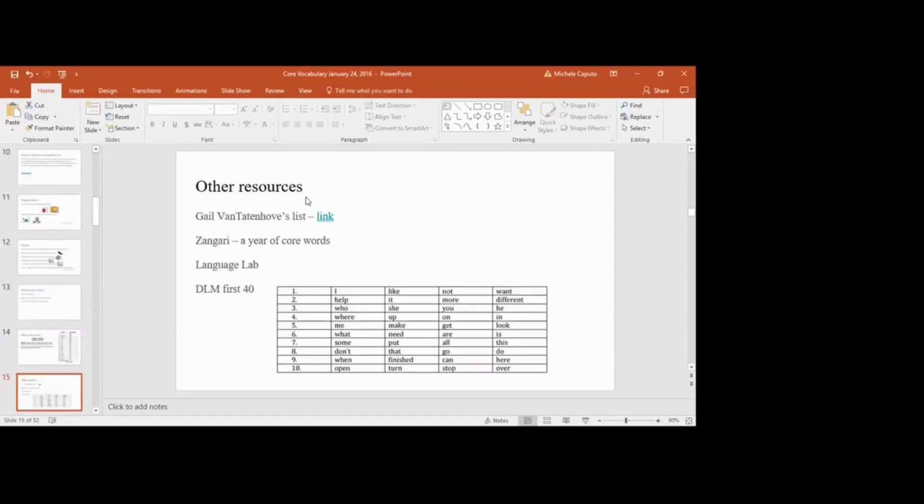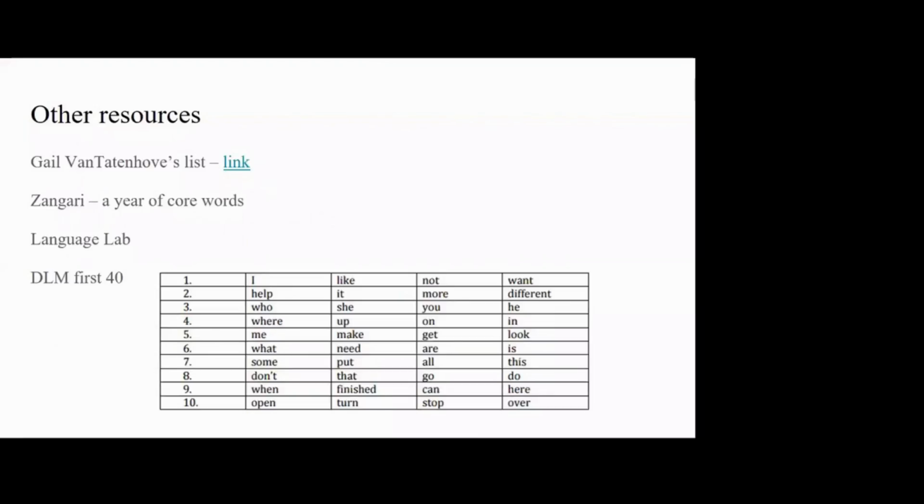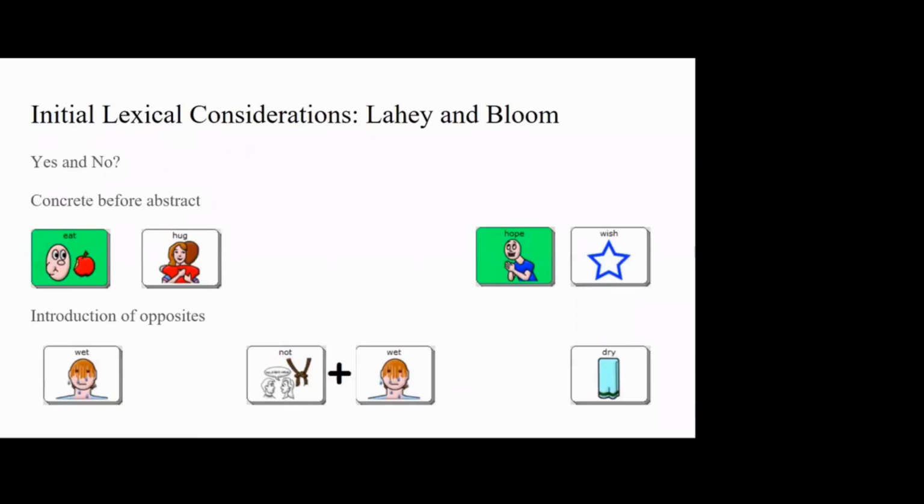And then Carol Zangari on her blog post has a year of core words. What she does is she has it broken down into calendars so that you can teach a certain number of words per month. So there are lots of different ways to think about organizing this in the classroom so that you can be systematic in approaching teaching core. The Language Lab from PRC is another resource that has a list of core words that can be really helpful for you.